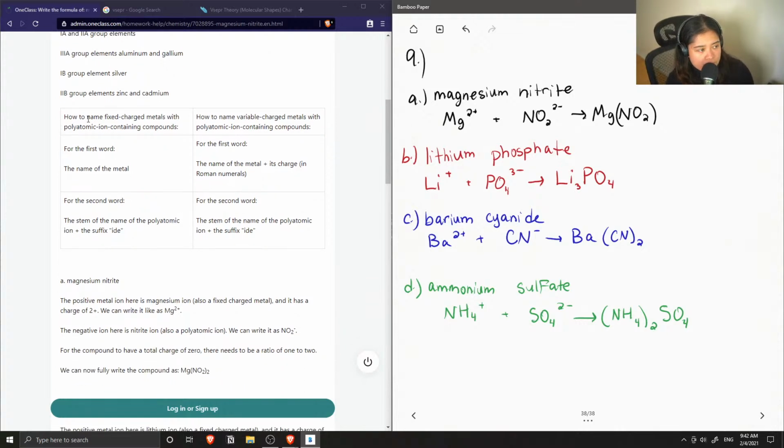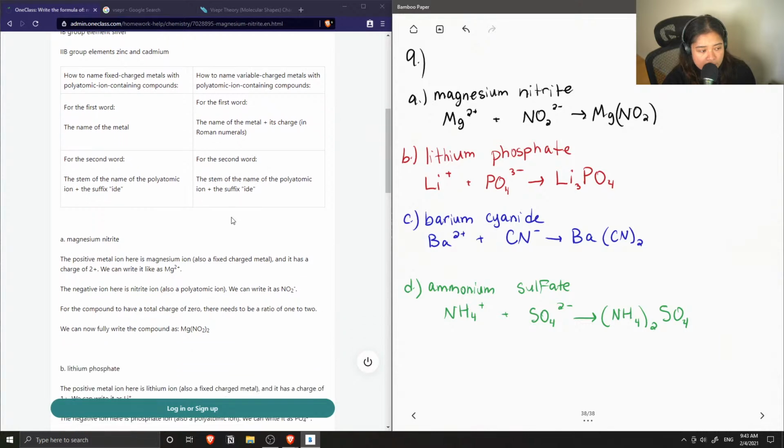So this is how to name fixed charge metals with polyatomic ion containing compounds. You write the name of the metal, and then the name of the polyatomic ion. How to name variable charged metals with polyatomic ion containing compounds: the name of the metal plus its charge in Roman numerals, and then the same thing for the second word.